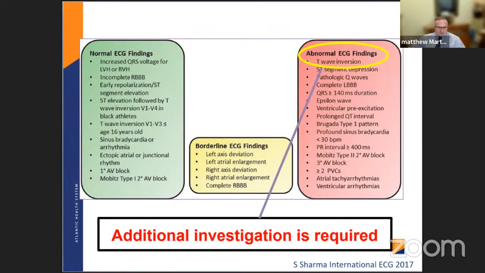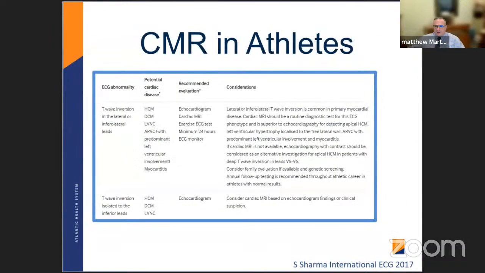Additional investigation is going to be required. So if you see that ECG and the echo doesn't help you, you should really have a low threshold to pull the trigger on cardiac MRI. So the international criteria went further in this last version compared to prior renditions. And it said in those T-wave inversions in the lateral and the infralateral leads, cardiac MRI should be routine.